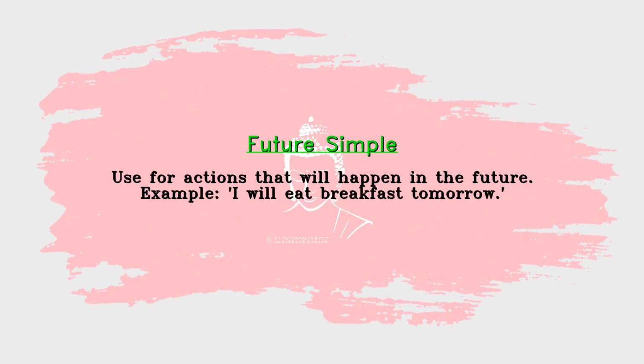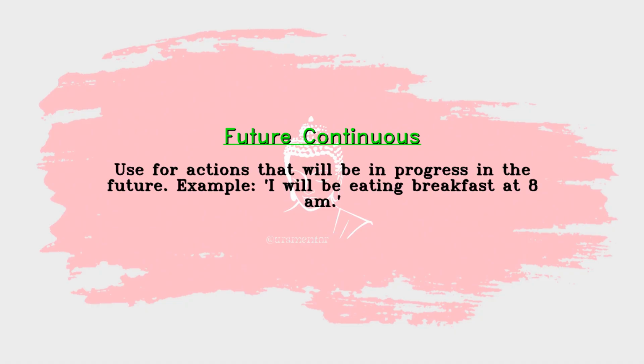Future simple. Use for actions that will happen in the future. Example, I will eat breakfast tomorrow. Future continuous. Use for actions that will be in progress in the future. Example, I will be eating breakfast at 8 a.m.